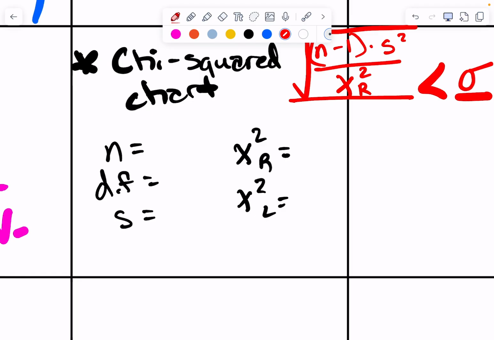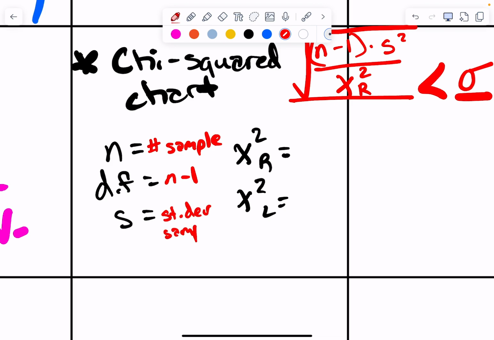What's N? Number of the sample. Degrees of freedom is N minus 1. S is the standard deviation for the sample. What's chi-squared right? Chi-squared left? Look on the chart. The numbers from the chart.